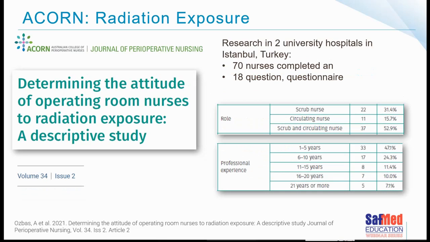The research was conducted in 2 university hospitals in Istanbul, Turkey. I must say there's really nice work out of Turkey on occupational health related matters in the operating room. I'm quite impressed with the work that we see around that. In this research, 70 nurses were asked to complete an 18-question questionnaire. And the things they looked at, of course, is what the individual's role is. Are they a scrub person, a circulating nurse, or do they do both tasks? And what the experience was, the professional level of experience.